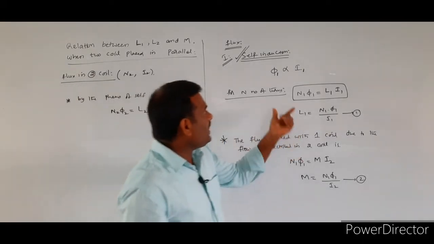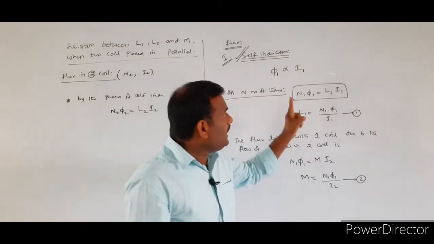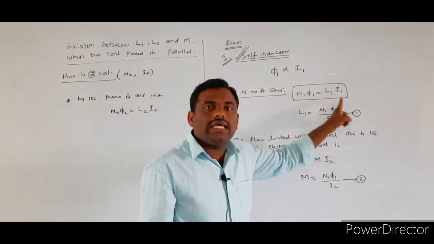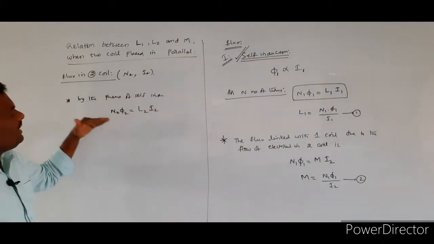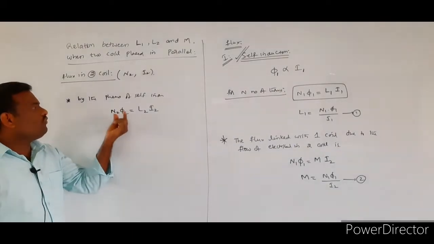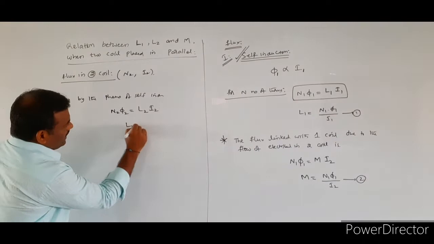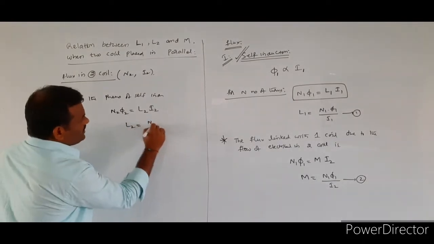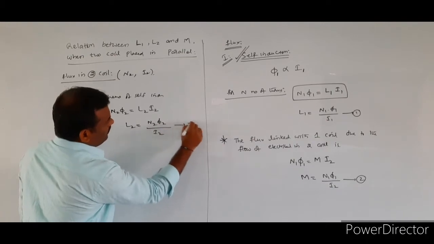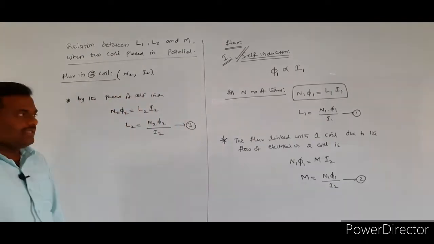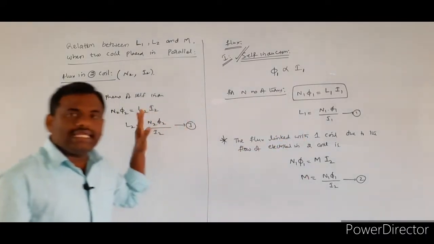Once again, by self-induction, what is the flux produced in the first coil? N1φ1 is equal to L1I1. The same principle we applied for the second coil. From that I am writing N2φ2 is equal to L2I2. From this I will write the value of L2 is equal to N2φ2 by I2, equation number 3. So I derived the expressions for L1, M and L2.